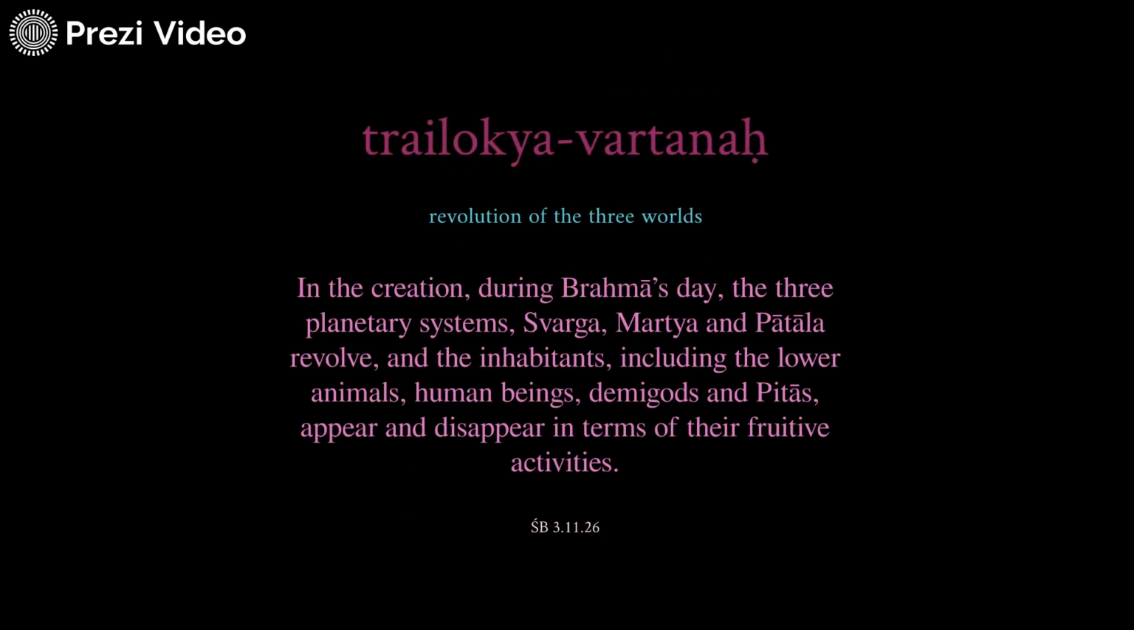Revolution of the 3 worlds. In the creation, during Brahma's day, the 3 planetary systems, Swarga, Martya, and Patala, revolve, and the inhabitants, including the lower animals, human beings, demigods, and the Pitas, appear and disappear in terms of their fruitive activities.